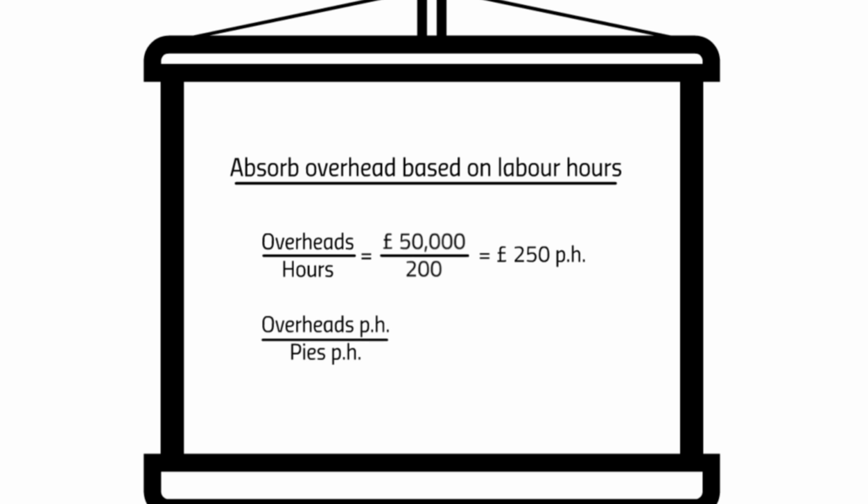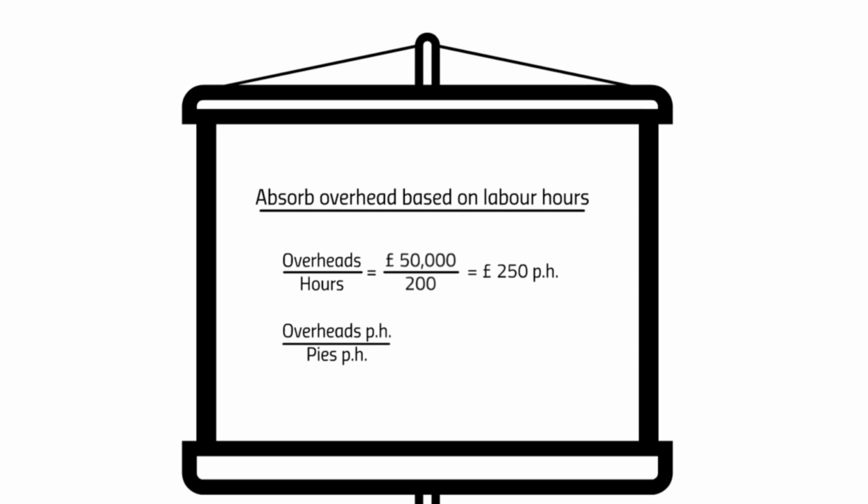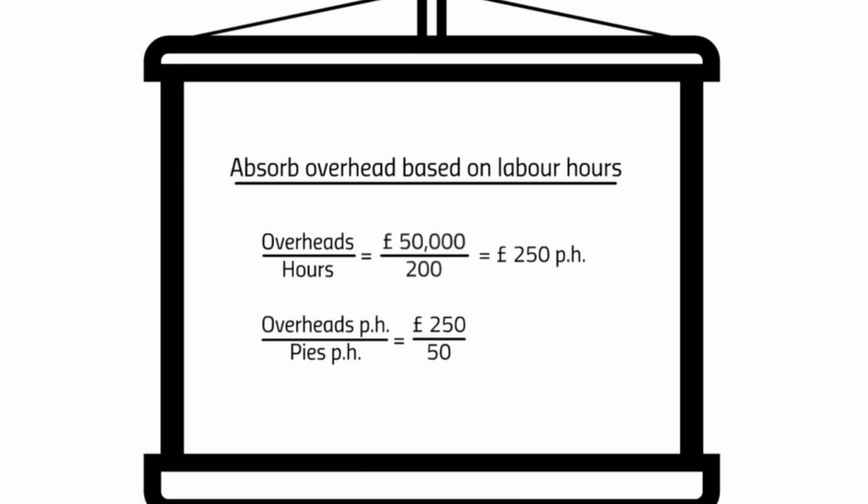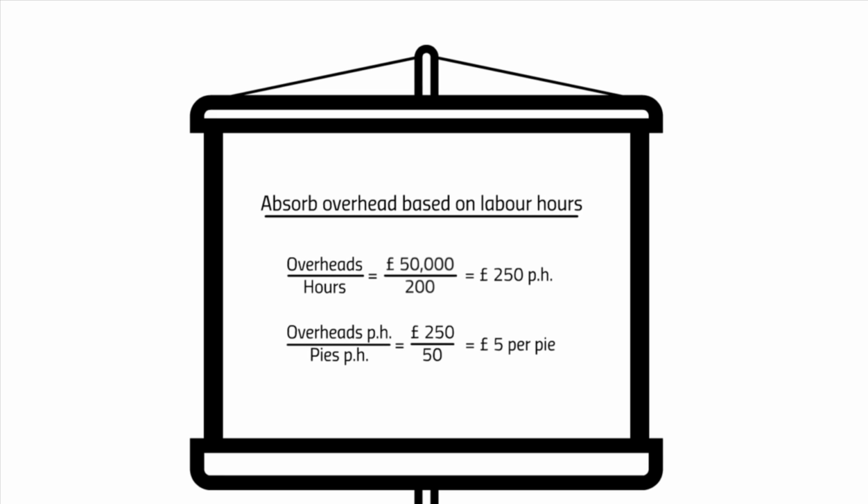And now we've got this figure, we can find the cost per pie by dividing the cost per hour by the number of pies that are produced per hour. So that's the £250 we just calculated divided by the number of pies per hour, which is 50 pies. So 250 divided by 50, that's a cost of £5 per pie. So that's the way in which overheads will be allocated under the traditional absorption costing system.